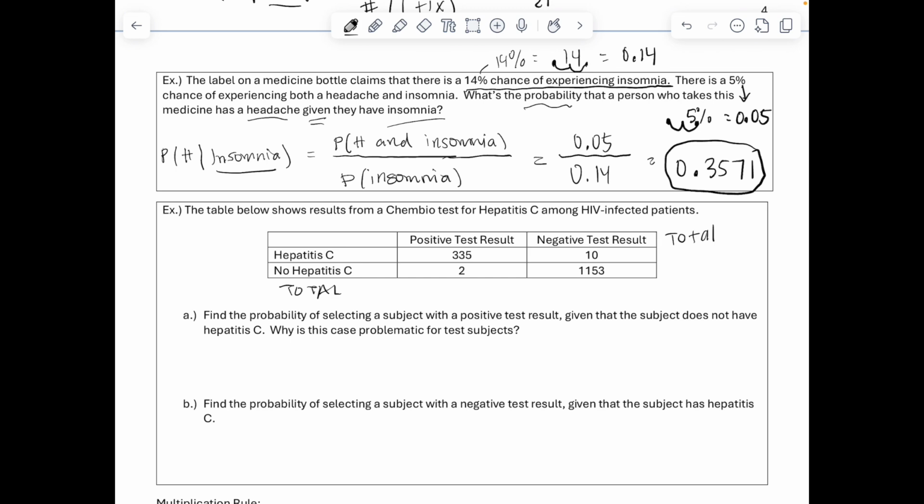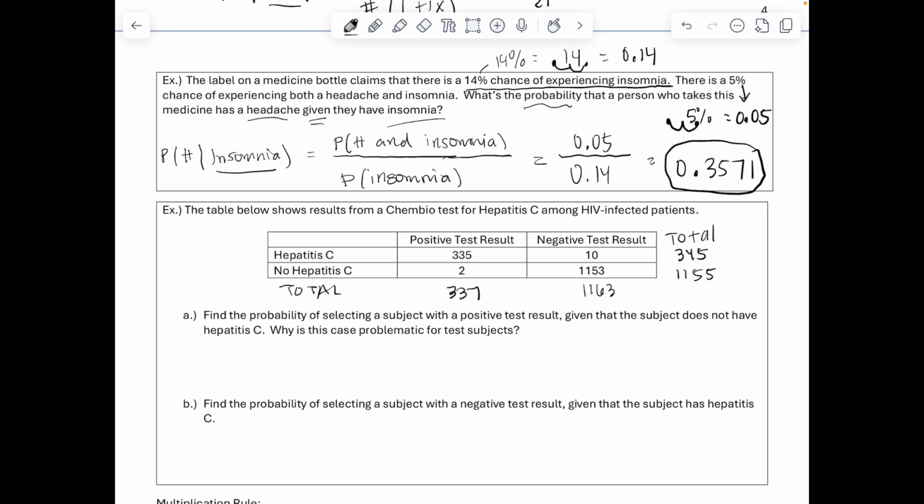So the first column is 335 plus the 2, which would be 337. The next one would be 10 plus the 1,153, which is 1,163. And likewise for the rows, 335 plus 10 is 345. And then 2 plus the 1,153 is 1,155. And so working this out, you can get your totals. And from here, you can get the actual number of people that were surveyed.